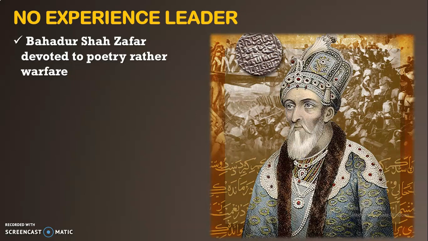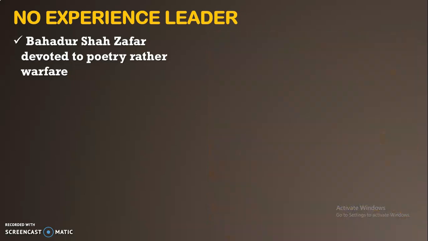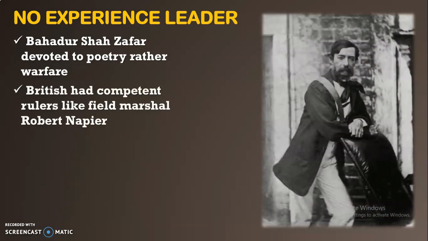to lead the revolutionaries. The British troops, on the other hand, were endowed with extremely competent generals, and one of them was basically the Field Marshal Robert Napier, as you could see the picture right there on the screen. That was a big difference between the two, the Indians and the British, which mainly became the reason for the failure of the war for the Indians.